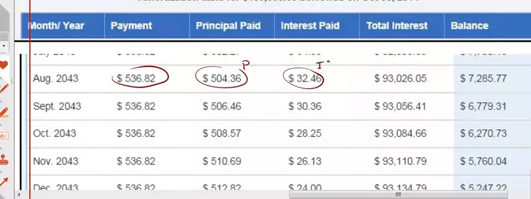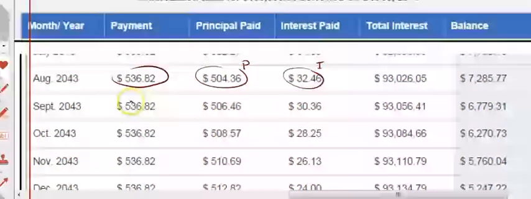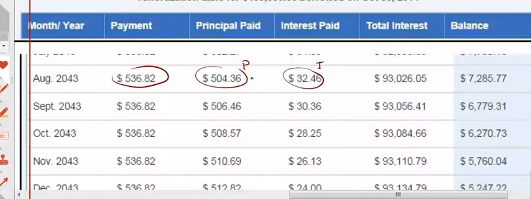It wouldn't benefit you greatly to make extra principal payments here because you've paid down your principal so much that the interest is very low. So if you make extra principal payments here, based on what we did earlier, you would take that $536.82 and add to it the $506.46, which is the next principal from the next month. By doing that, you would just save yourself $30.36. Not a huge savings.